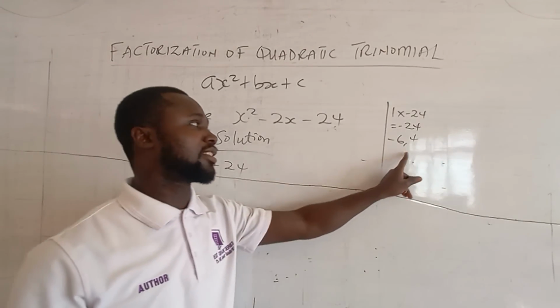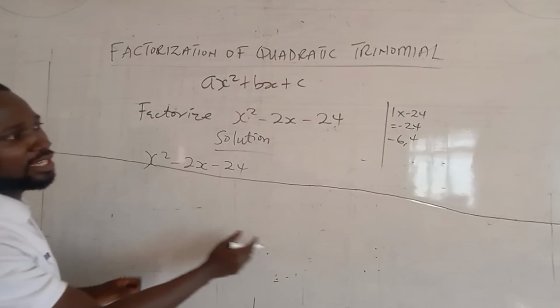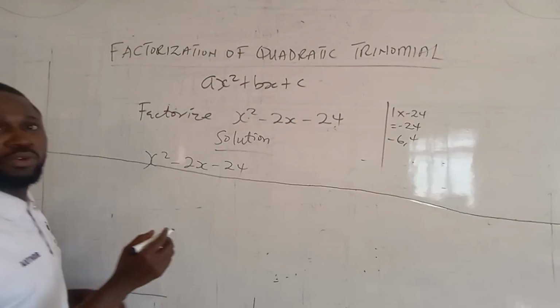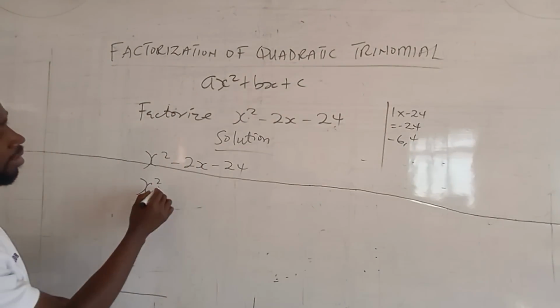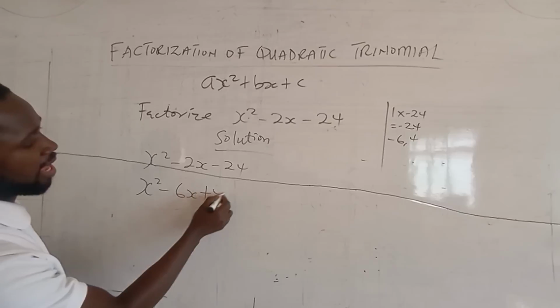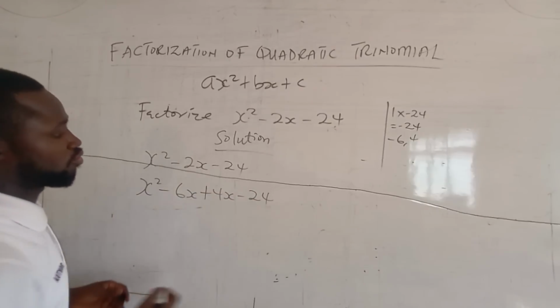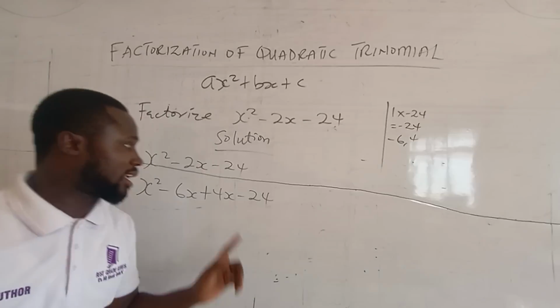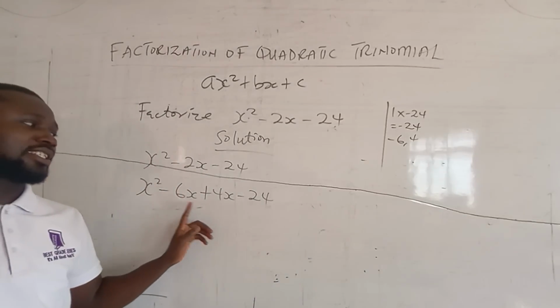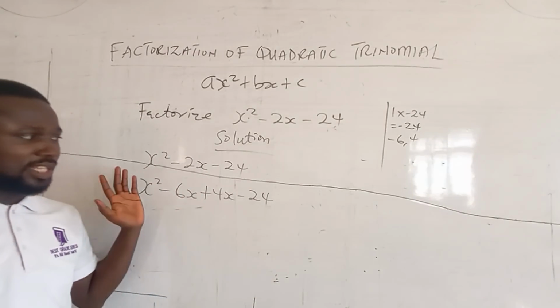We have minus 6x and then 4x. We are going to split this by the minus 6x and then the 4x. So we write x squared minus 6x plus 4x minus 24. So you realize that instead of minus 2x, you have minus 6x plus 4x, and it is the same thing.